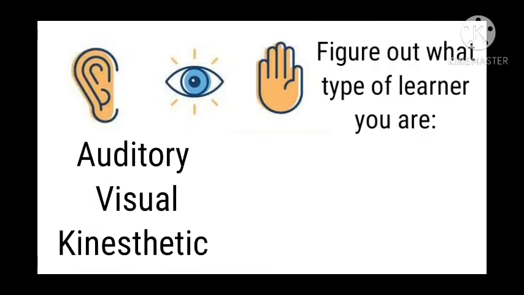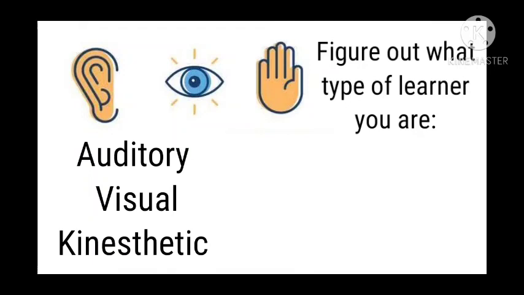The next tip is to figure out what type of learner you are. So there are 3 types of learners: auditory, visual, and kinesthetic. The first one, which is auditory, means that whenever you listen to something, you immediately grasp it. So you could record yourself reading the lesson or reading the notes which you wrote and then listen to it.